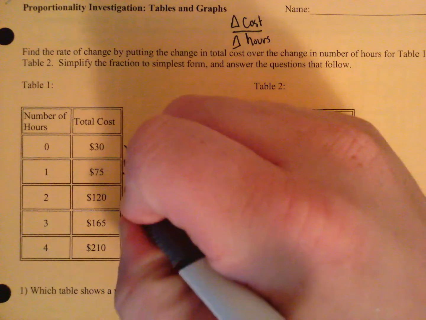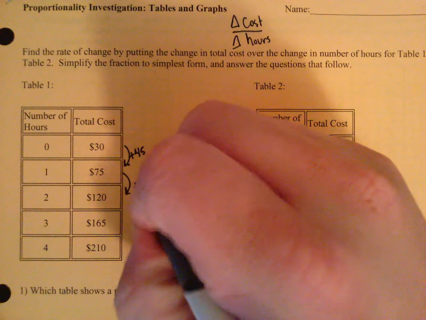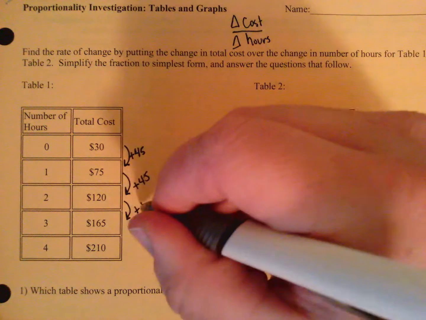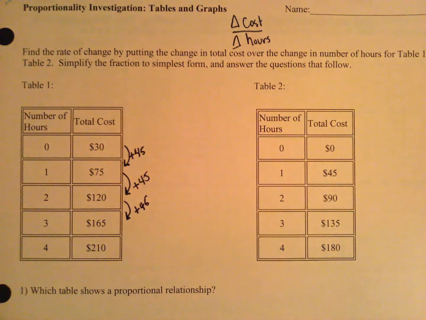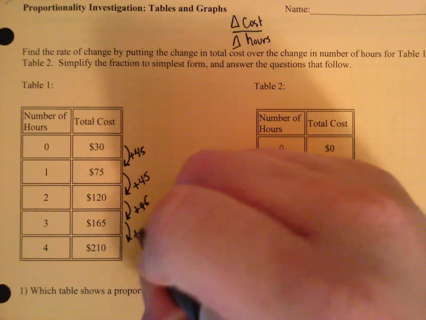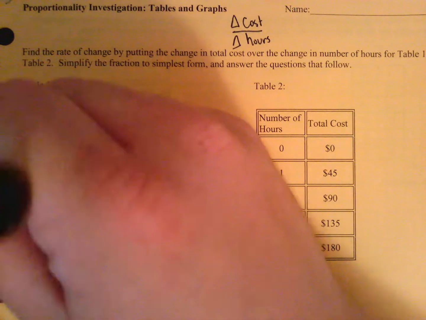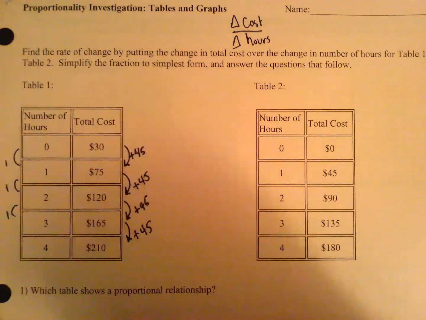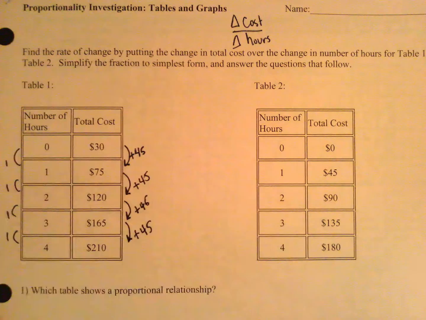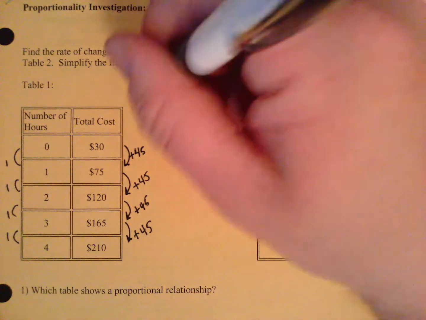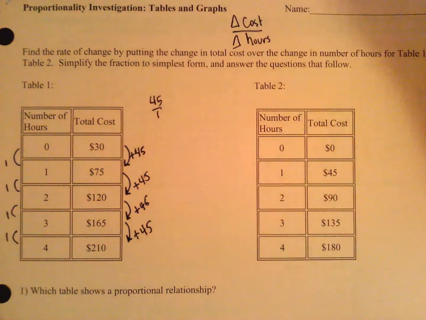Then I keep going down the table. 75 to 120, it's a positive 45. To go from 120 to 165, it's a positive 45. This one here is a positive 45. Here, it's a 1, 1, 1, 1, because my total number of hours just goes up by 1 every single time. So my rate of change is 45 over 1.